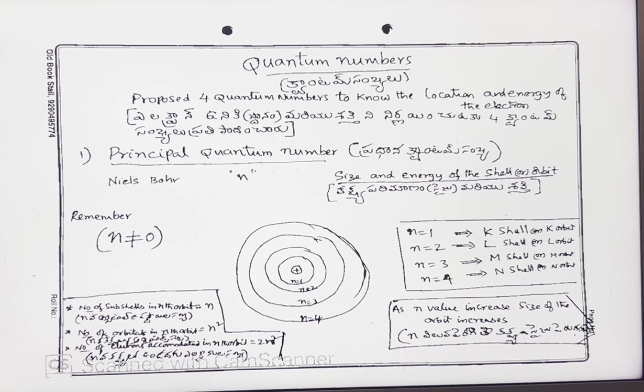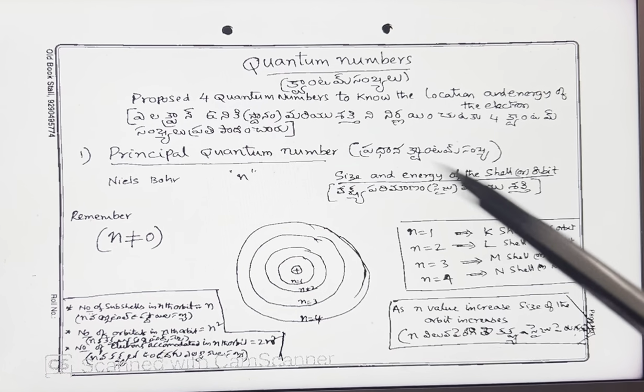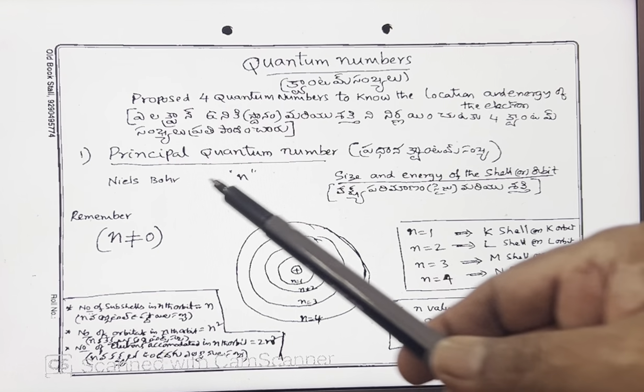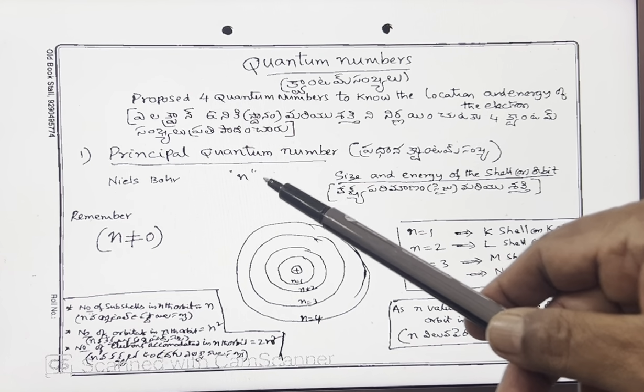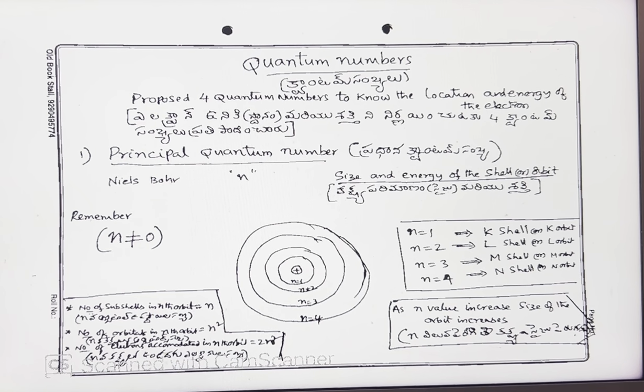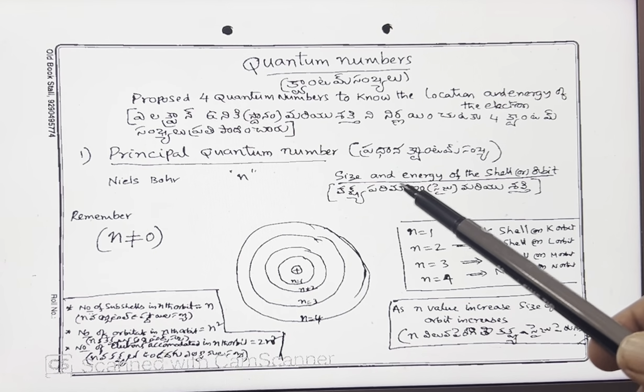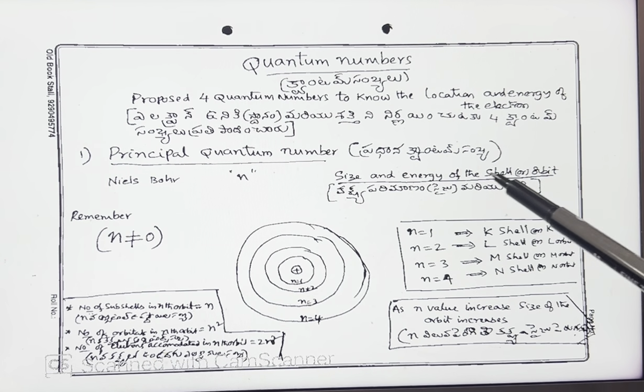There are 4 quantum numbers. The first quantum number is the principal quantum number. It was proposed by Niels Bohr. It is denoted by small n. It describes the size and energy of the orbit or shell. It is called the principal quantum number.